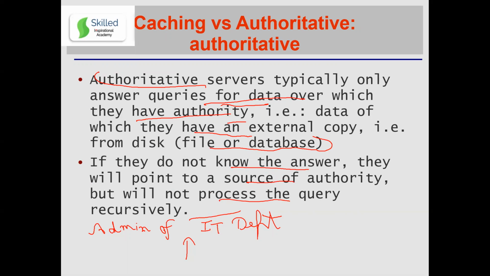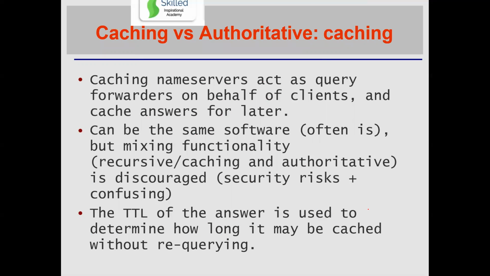I hope it is clear: I am the authority for this department, and I can answer any queries related to the IT department. But if someone comes from the CSC department, I will give the reference of the admin of the CSC department, but I do not have details on that. While caching name servers act as query forwarders on behalf of clients, and they cache answers for the latest. The TTL for the answer is used to determine how long it may be cached without requerying.